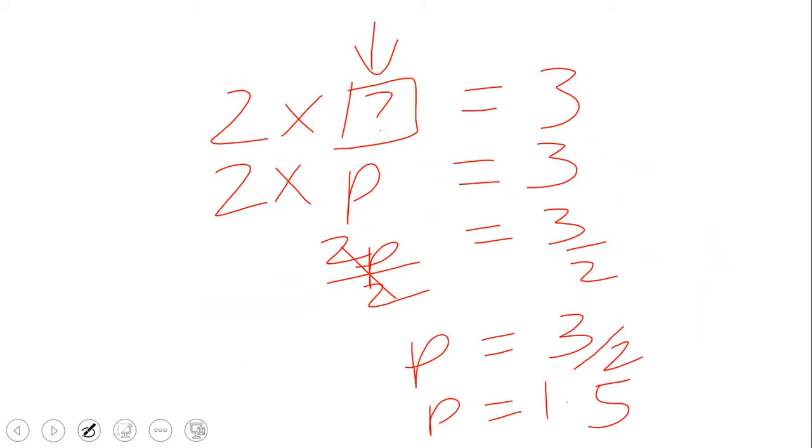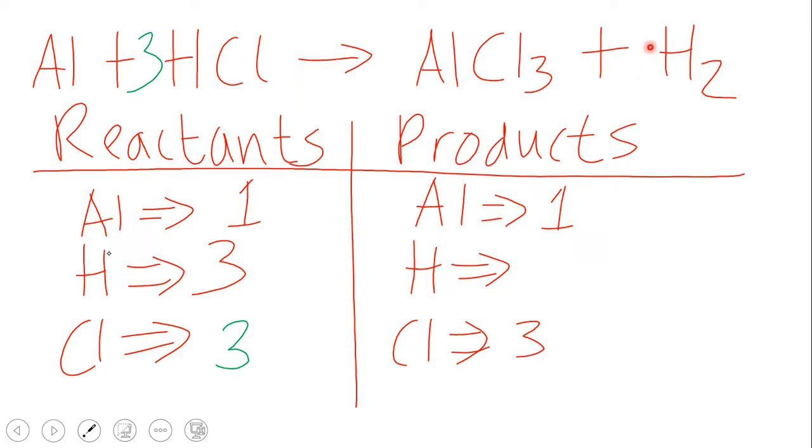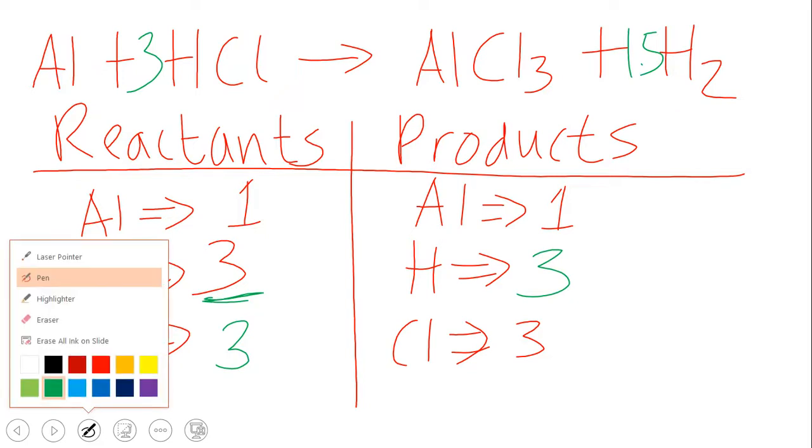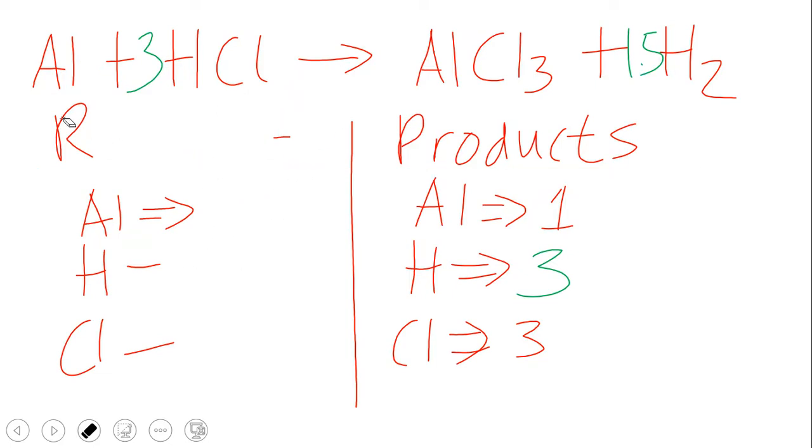With that in mind, let's go back to our equation. If we place here 1.5, or you can even put 3 over 2, then on this side we would have 3 for hydrogen, and on this side we also have 3 for hydrogen. But remember, we do not like it when we have decimals or fractions in our chemical equation. So we're going to multiply the entire equation by 2.